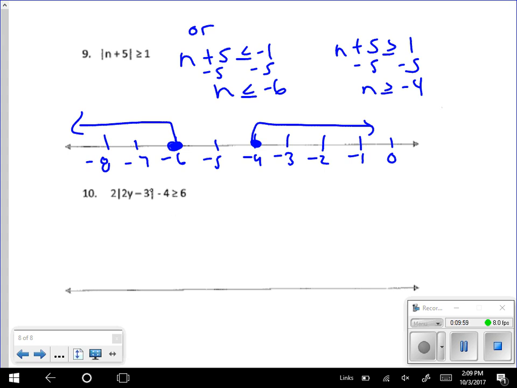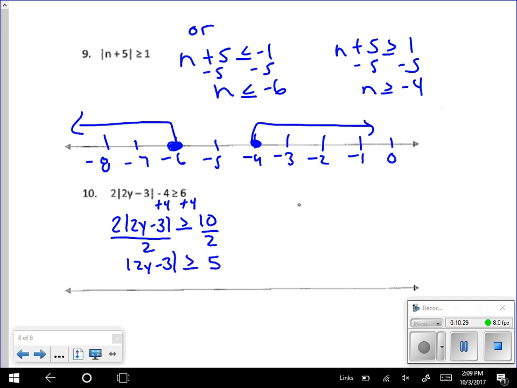Okay, last problem on here. We spent a day going over some of this. We need to be able to get that absolute value alone first. So we're going to work furthest away from the variable or the absolute value. So I'm going to add 4, reverse order of operations. Here's where if you see a negative, don't panic quite yet. Make sure your absolute value is alone. Divide by 2 to get my absolute value by itself. So I would get absolute value of 2y minus 3 is greater than or equal to 5.